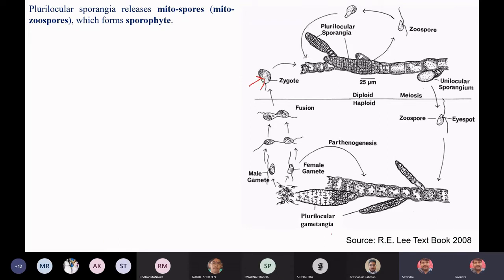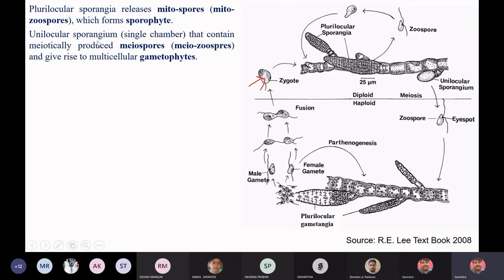What is happening in the entire life cycle? This plurilocular sporangia will undergo mitosis and produce mitospores, and they will keep on germinating and produce similar sporophytes. One generation after another will keep reproducing asexually. Whereas unilocular sporangia, with a single chamber, contain meiotically produced meiospores or meiozoospores and give rise to multicellular gametophyte. These spores will come out, germinate and give rise to gametophyte.